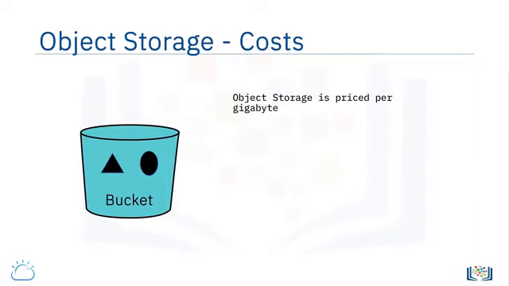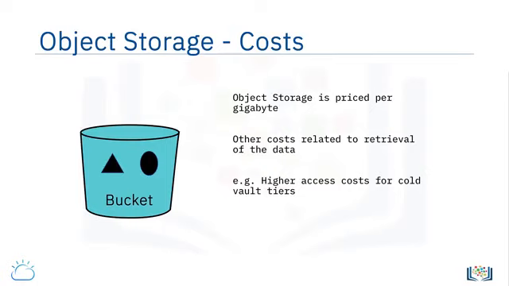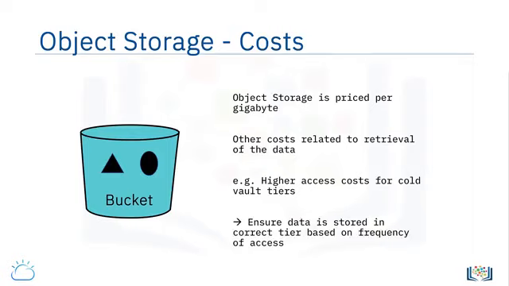We've mentioned that object storage is priced per gigabyte used, but there can also be other costs related to retrieval of the data. These costs are similarly low, but access charges can be higher for data that is in a vault or cold vault tier, so it is important to ensure that the data is in the correct tier based on its frequency of access.